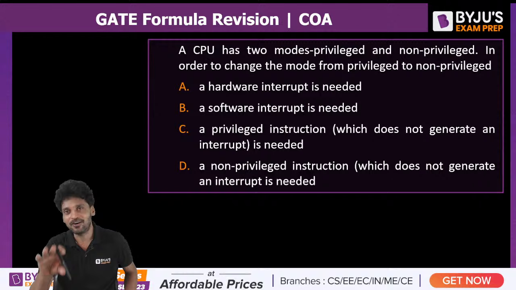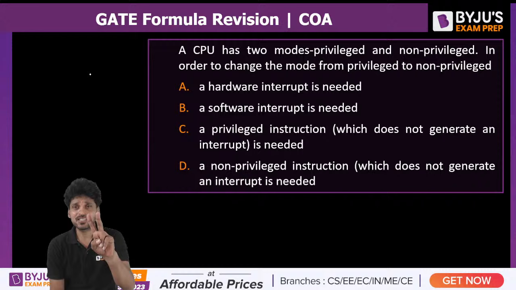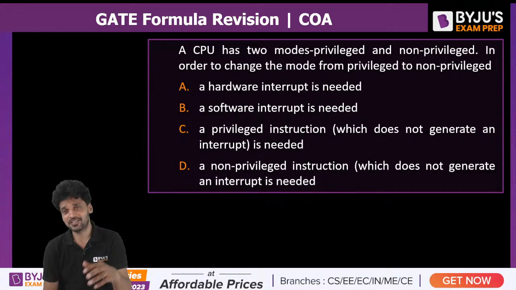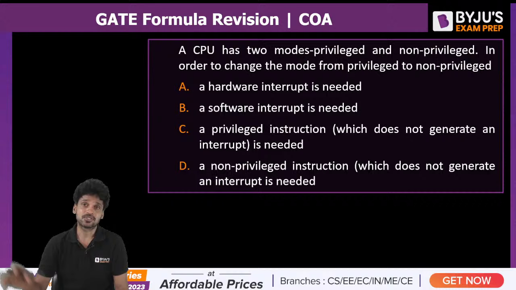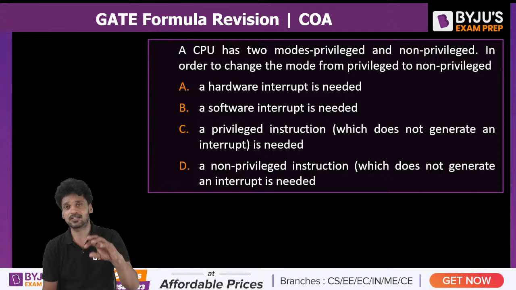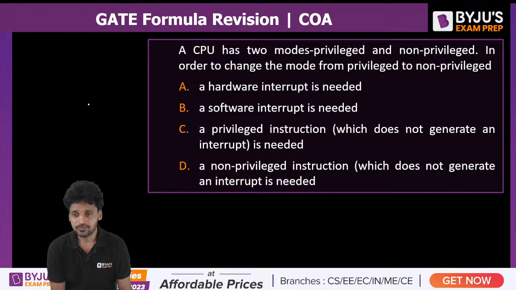Simple. A CPU always has two modes, any CPU. If I have to extend it, there may be more than two modes. Some operating systems follow multiple modes, that is the multi-mode operating system, but I'm not talking about that right now. We just confine our discussion only to a CPU which has only two modes. That is user mode, and the second one is kernel mode.